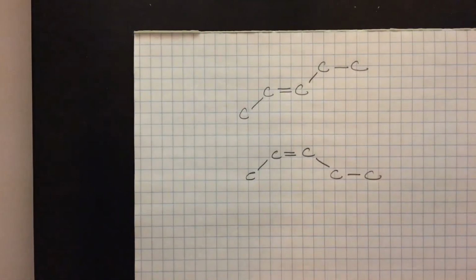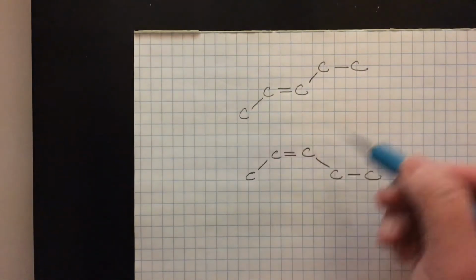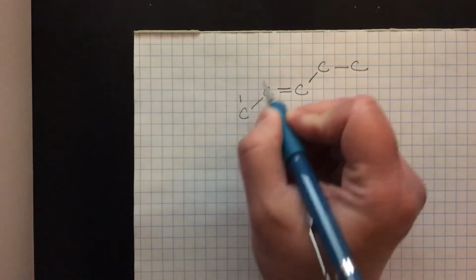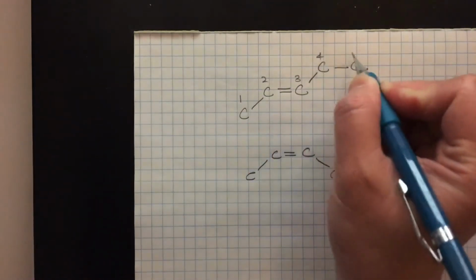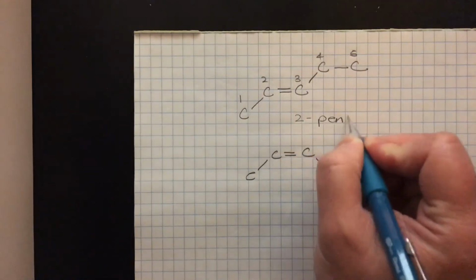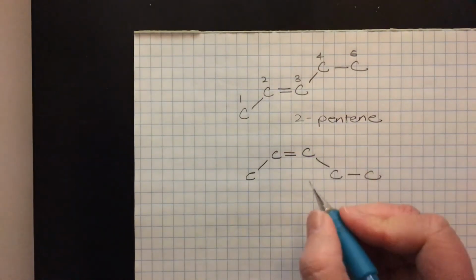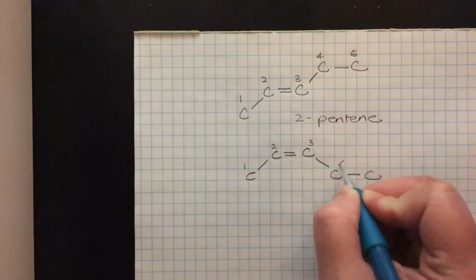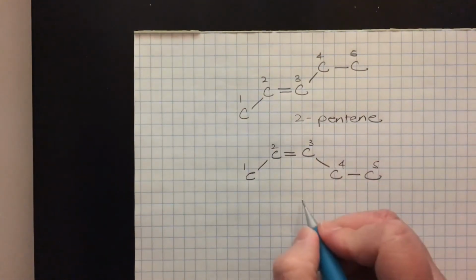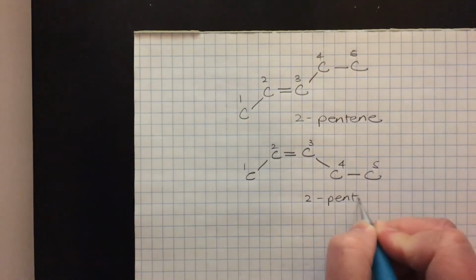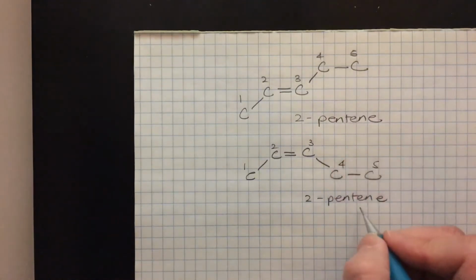And so how are we going to name this? First of all, with what we have done so far, this is going to be 1, 2, 3, 4, 5, and so this is going to be 2-pentene. Now, if I was to take a look at this one over here, this is 1, 2, 3, 4, 5. This is also going to be 2-pentene. So how do we differentiate between this one and this one?